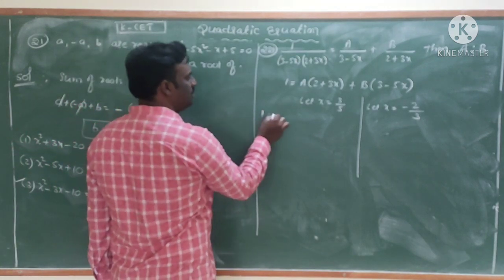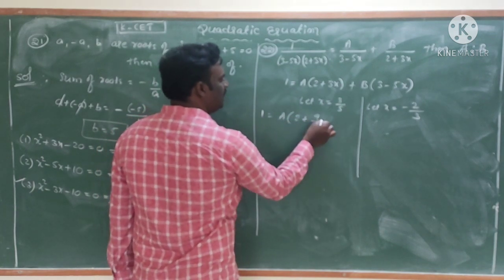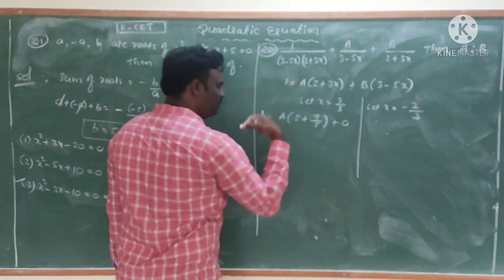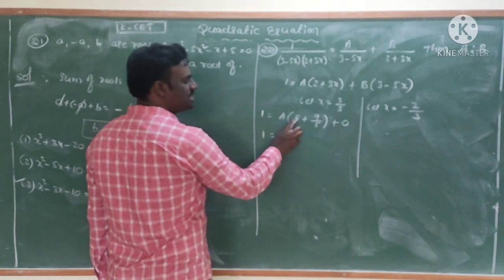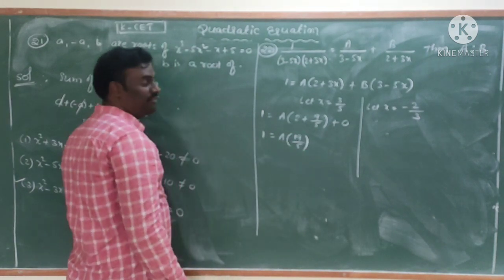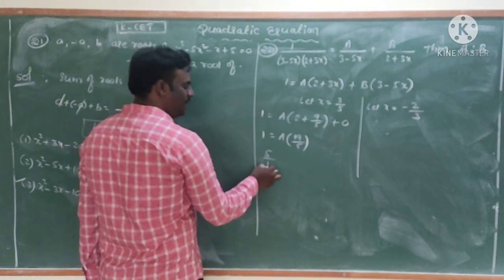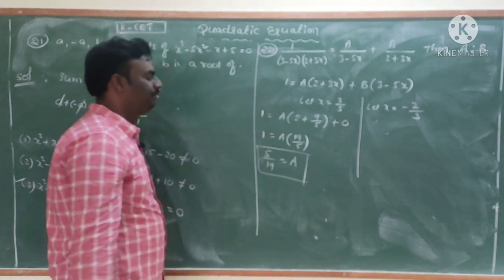First, in place of x, substitute 3 by 5. Then 1 is equal to A into 2 plus 3 into 3 by 5, 9 by 5, plus the other value becomes 0. Then 1 is equal to A into 5 twos are 10 plus 9, 19 by 5. Then 19 by 5 goes to that side, 5 by 19, that is the value of A.